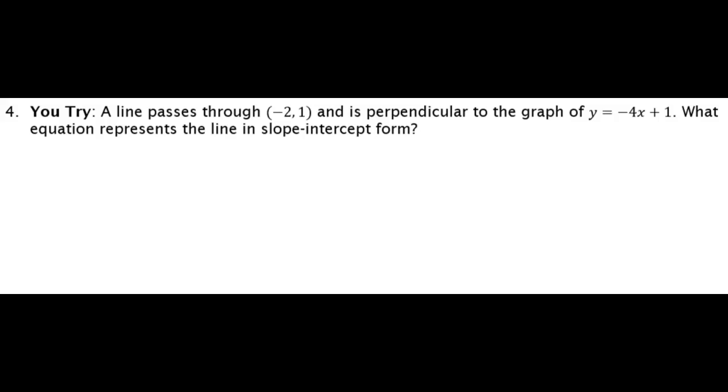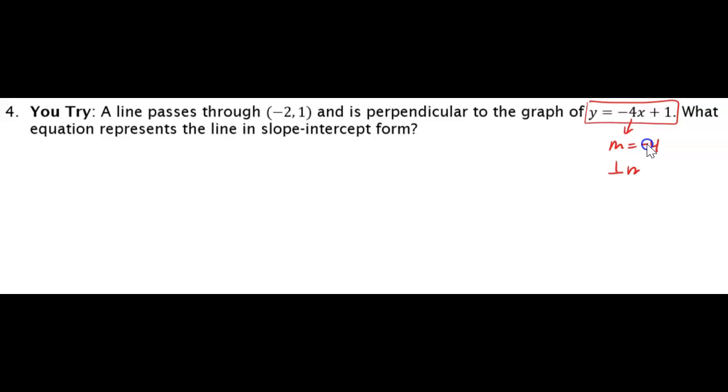In this problem, we're trying to find a line that passes through the point -2, 1 and is perpendicular to the graph of y equals -4x plus 1. So the first thing I want to pay attention to here is the equation that they gave us. We're trying to find the perpendicular slope to that. So the slope of this line is -4.